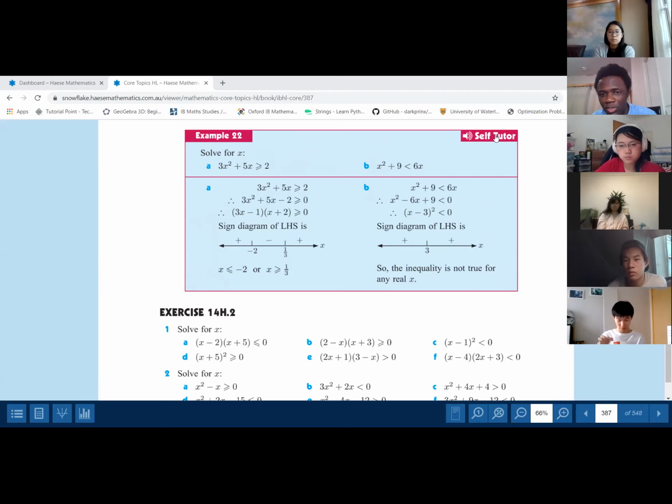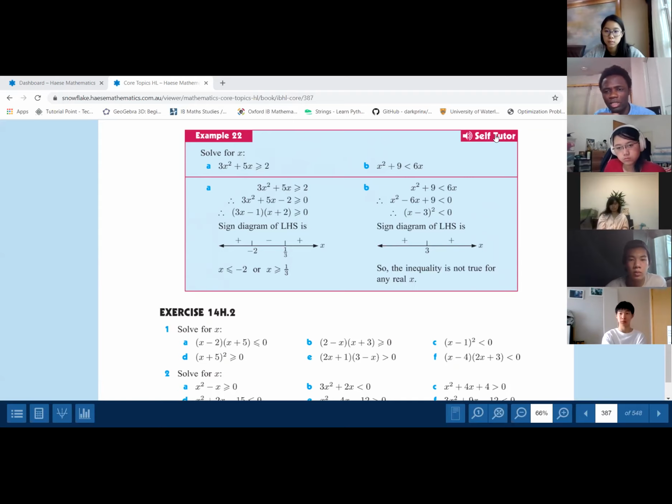Greater than 0 means positive, so you don't need this part. If the inequality was less than or equal to 0, then you'll be talking about this, from minus 2 to 1/3. In that case, your inequality will be in the form a less than b less than c. Do you get my point? It will be a combined inequality.